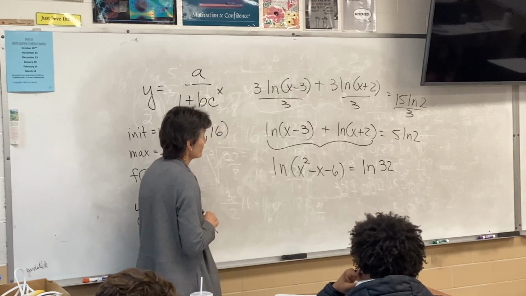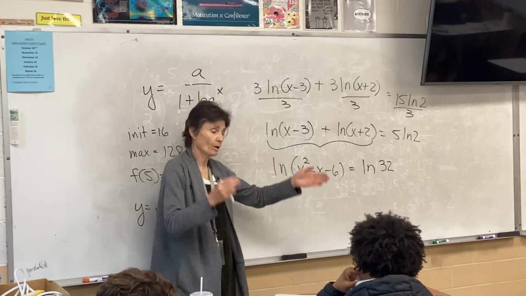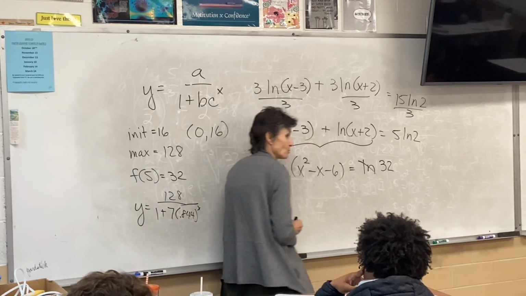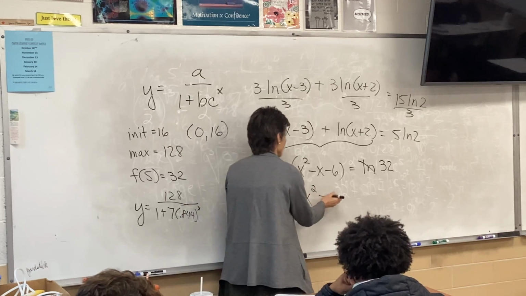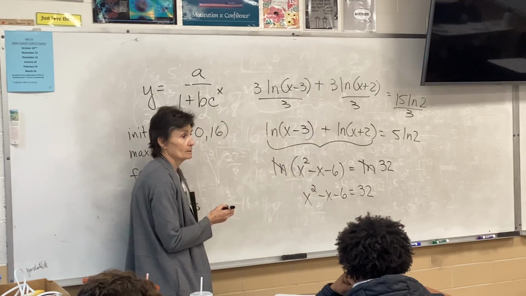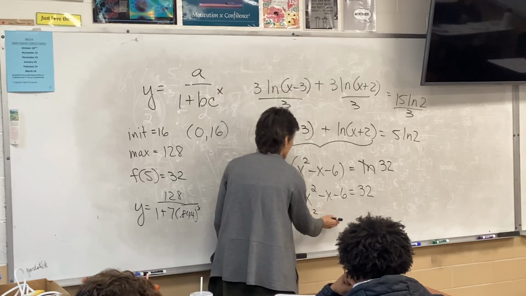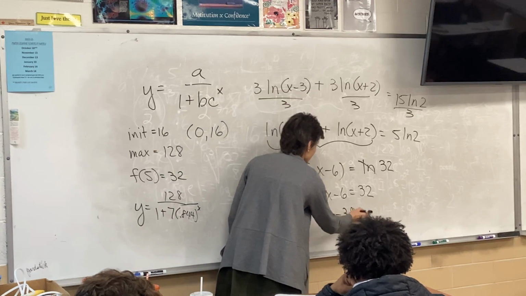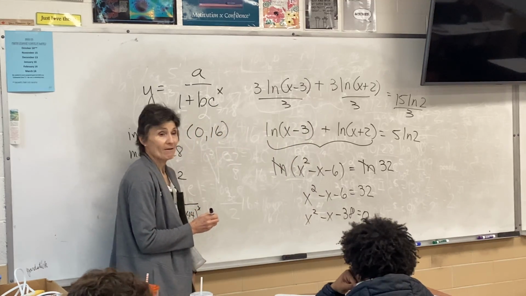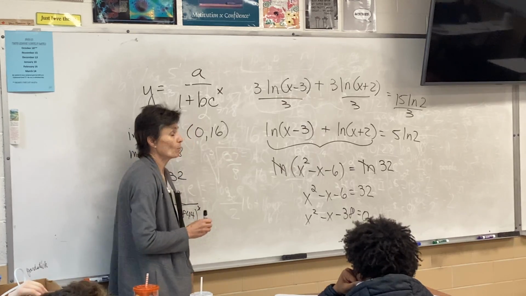Okay. Now, as soon as you get to this point where you have logarithm equal logarithm, these can be disregarded, and now you are going to solve this equation. So, it looks like I'm gonna have x squared minus x minus 38. Now that does not factor, right? So I'm gonna use my quadratic formula.